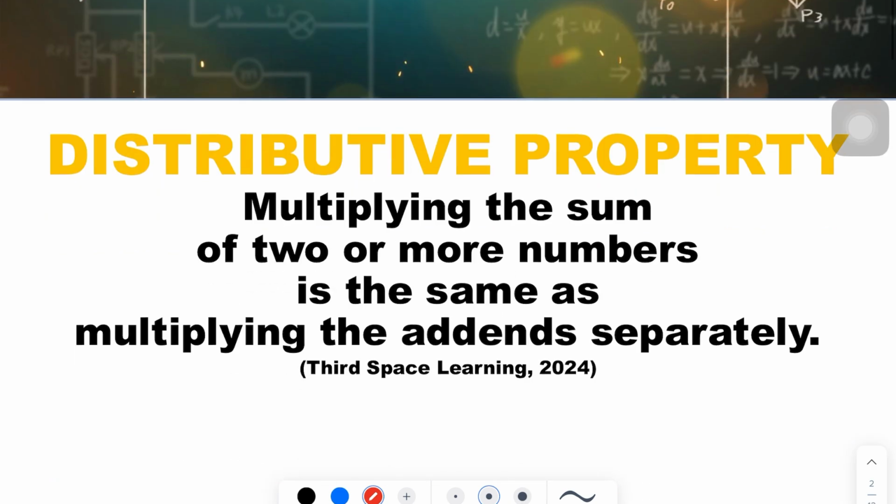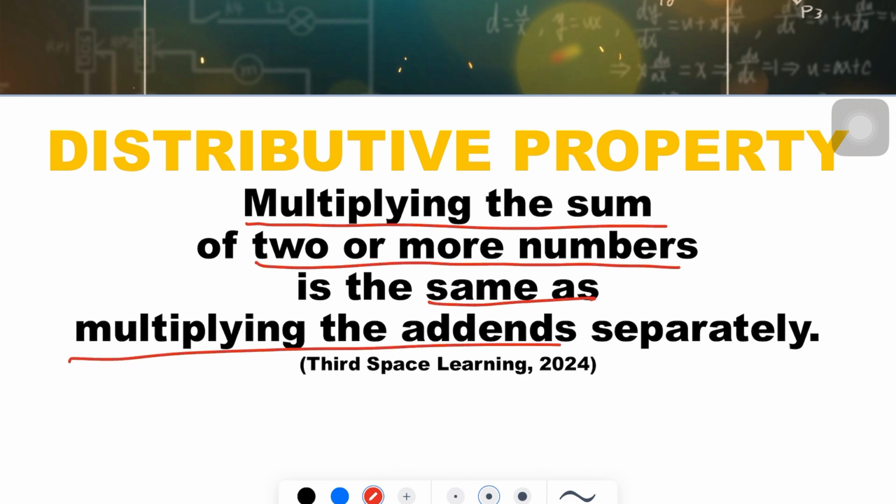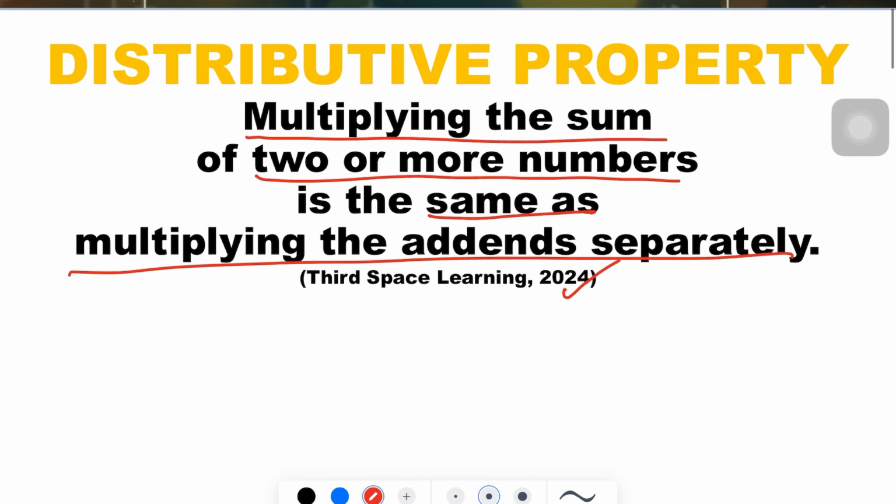Let's first define the distributive property. It says that multiplying the sum of two or more numbers is the same as multiplying the addends separately. That's according to Third Space Learning from last year. Let's have this example: 3 times (4 plus 5), for example.